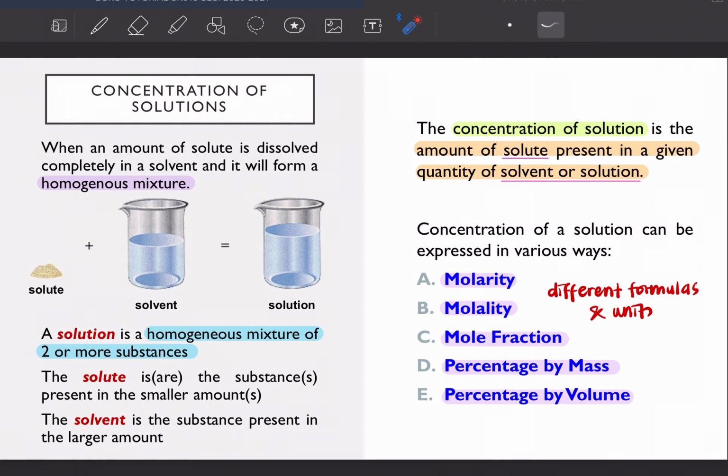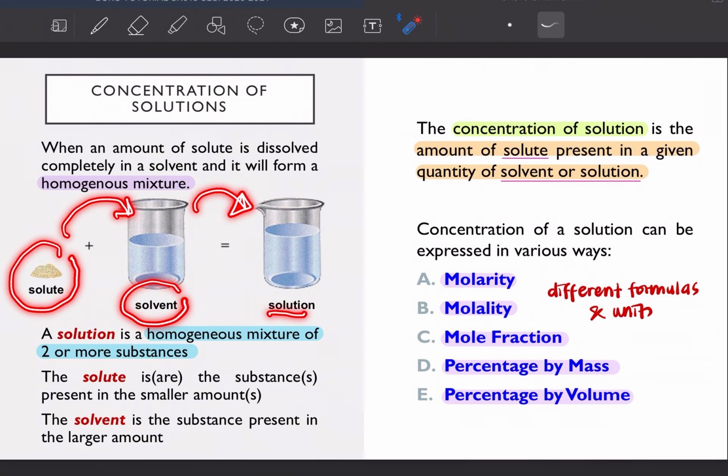So we're going to continue with part 2 of 1.2, which is concentrations of solutions. Okay, so how do we get solutions? A solution is formed when an amount of solute is dissolved completely in a solvent and it will form a homogeneous mixture. This homogeneous mixture contains two or more substances and is called a solution.